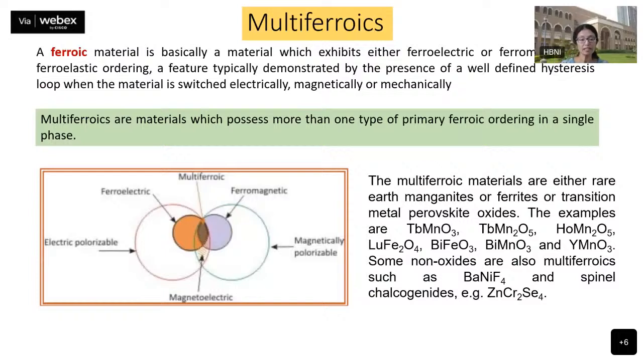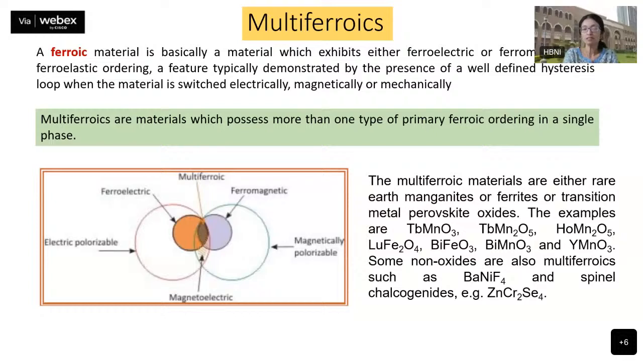A ferroic material, as I said, is basically a material which exhibits either ferroelectric, ferromagnetic, or ferroelastic ordering, a feature typically demonstrated by the presence of a well-defined hysteresis loop when the material is switched either electrically, magnetically, or mechanically. So this is the definition of a ferroic material. So what are multiferroids? From ferroic, the definition of multiferroic can be easily obtained. Multiferroics are materials which possess more than one type of primary ferroic ordering in a single phase.